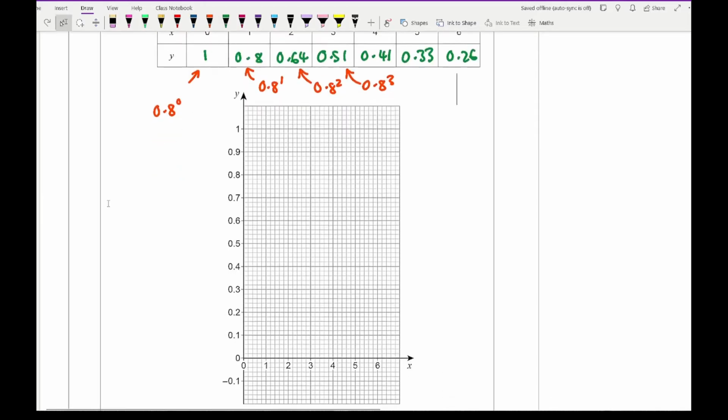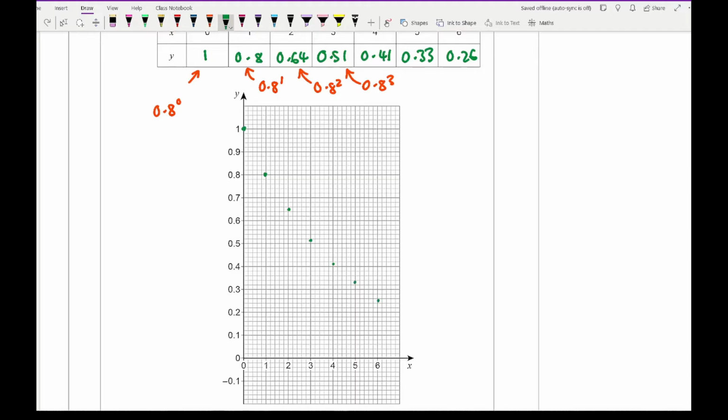So for this, we then need to plot these points. So my first one at 0 is at 1. Then at 1, it's at 0.8, which is a nice easy one for me to plot. At 2, it is at 0.64, so again, it's going to be halfway in between. Then for 3, it's at 0.51, which is just there. Then for 4, it's at 0.41, which is there. At 5, it's at 0.33, which is there. And at 6, it's at 0.26, which is about halfway.